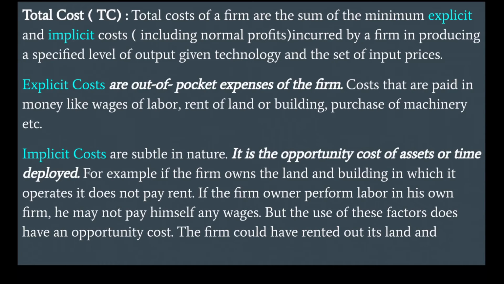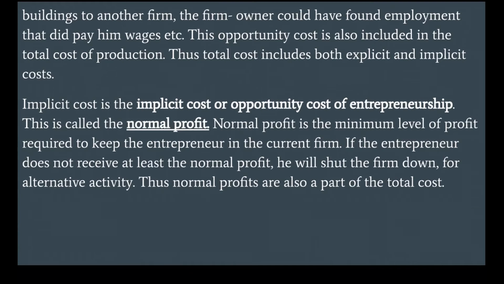For example, if the firm owns the land or building in which it operates, it does not pay rent. If the firm owner performed labor in his own firm, he may not pay himself any wages. But the use of these factors does have an opportunity cost. The firm could have rented out its land and building to another firm. The firm owner could have found employment that did pay him wages, etc. This opportunity cost is also included in the total cost of production. Thus, total cost includes both explicit and implicit costs.